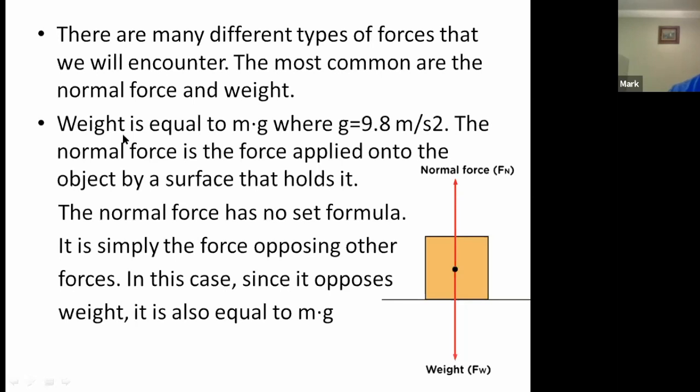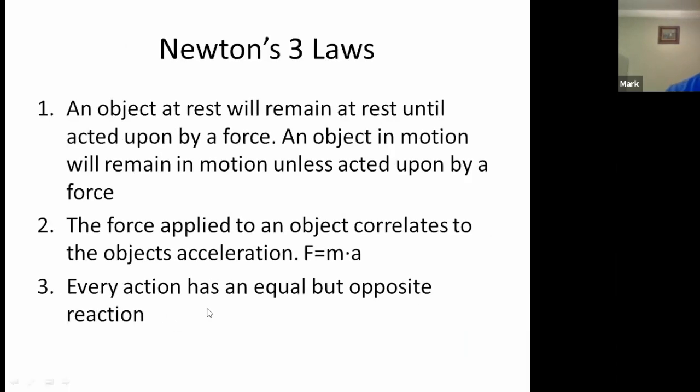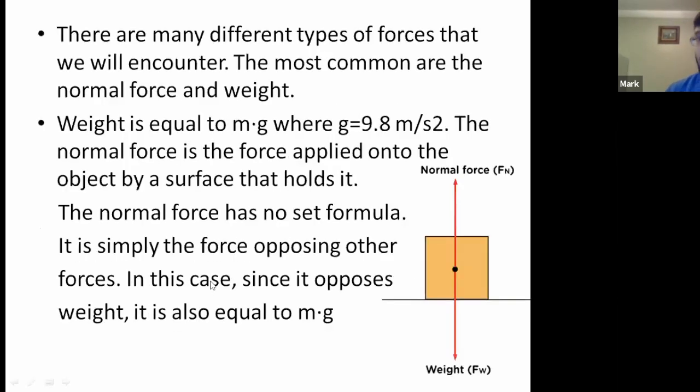The normal force is the force applied onto an object by a surface that holds it. So again, every action has an equal but opposite reaction. When I apply force to the floor, the floor applies a force onto me to hold me up. Otherwise, I would sink through, right? And this is what we call the normal force. So the normal force, unlike weight, has no set formula. It is simply the force opposing other forces. So in this case, it opposes weight. So it is also equal to mg, okay?